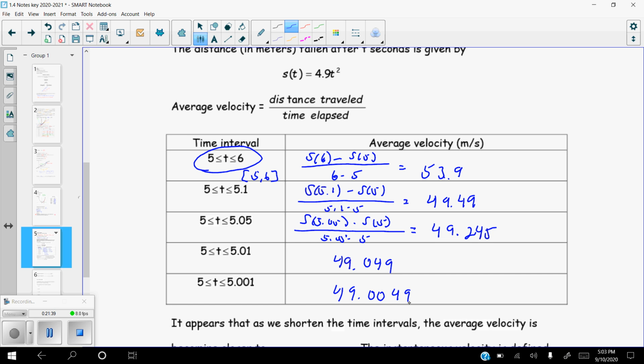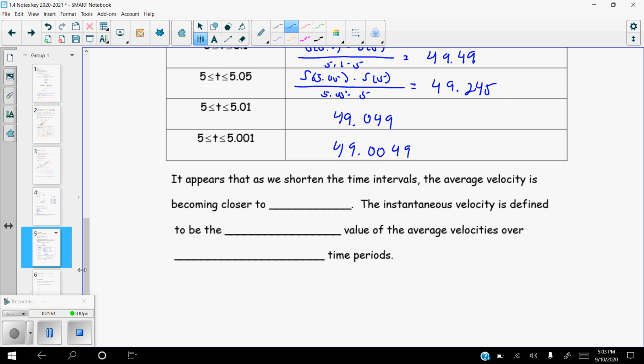And it certainly does appear that this velocity is approaching, as we let the time intervals get really, really close together towards 5, it appears like we're approaching 49 meters per second. And so we're going to say that that's our hypothesis here, that this is 49 meters per second, because that's what the limit of those secant slopes, which is exactly what we've been doing, is approaching.